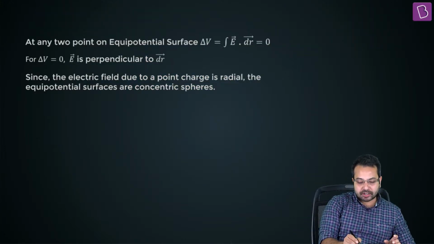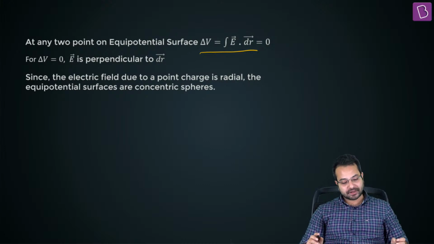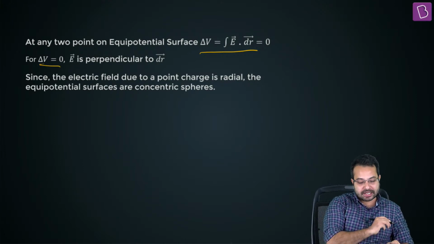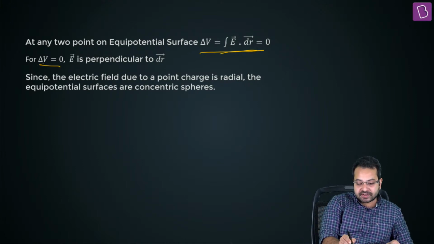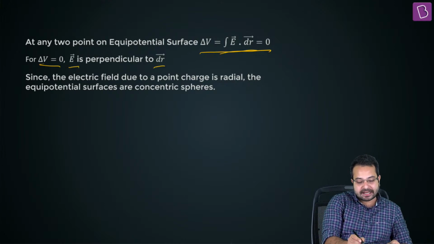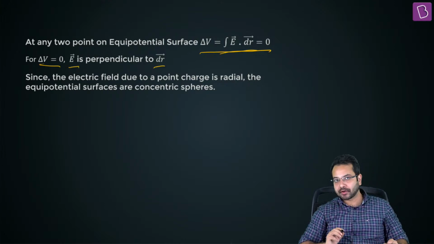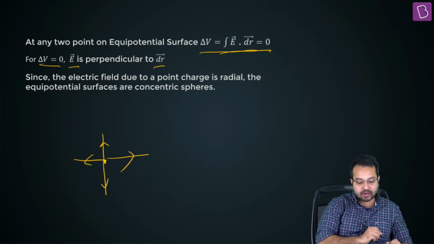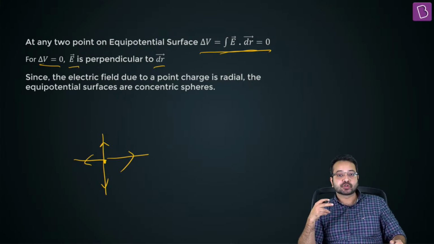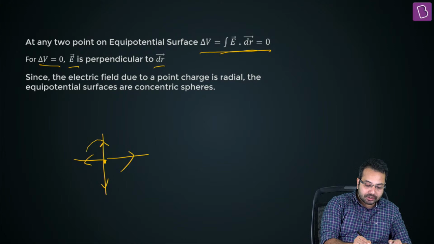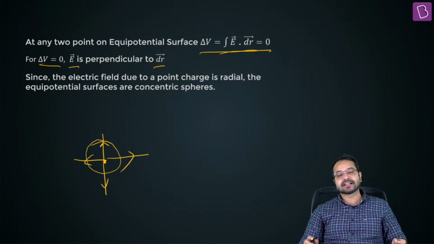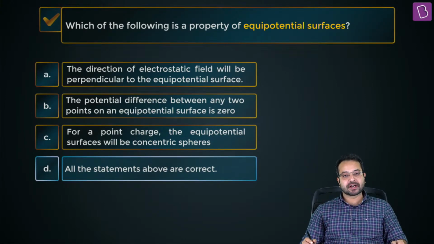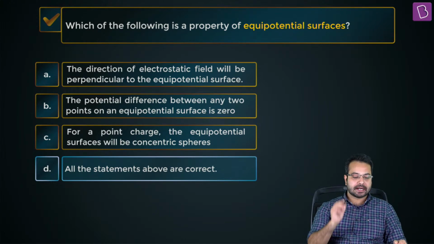Let's see. The change in potential is given by the integral of E dot dr. If we are moving on the equipotential surface, the potential of all the points is the same, so delta V will become 0. If delta V is 0, then from this equation we can see that E and dr have to be perpendicular. Then for a point charge, the direction of electric field is going to be radial. So the surface which is going to be perpendicular to all these electric field lines is going to be a concentric sphere. So what will be the correct option? Option D is going to be the correct option, and I hope most of you would have got that right.